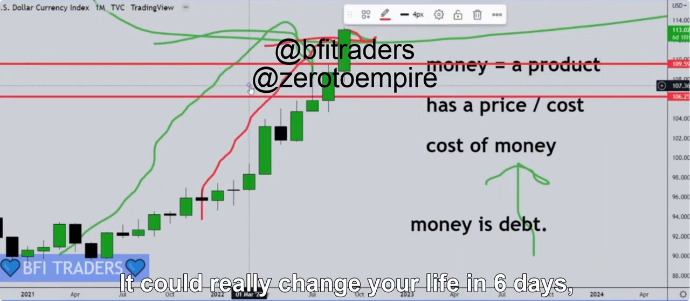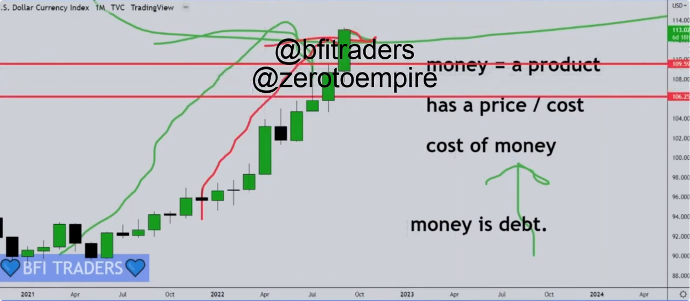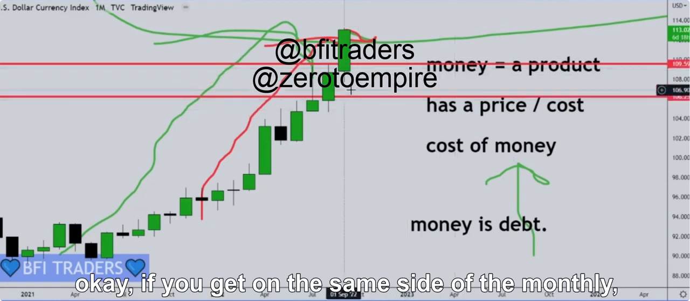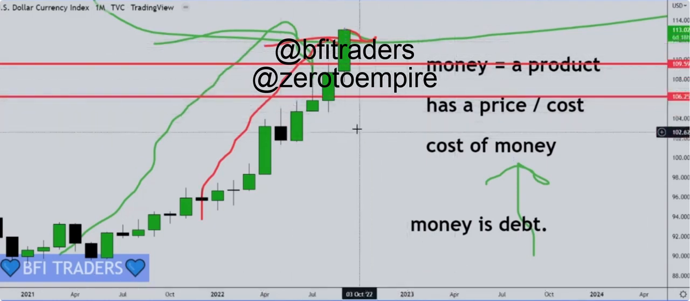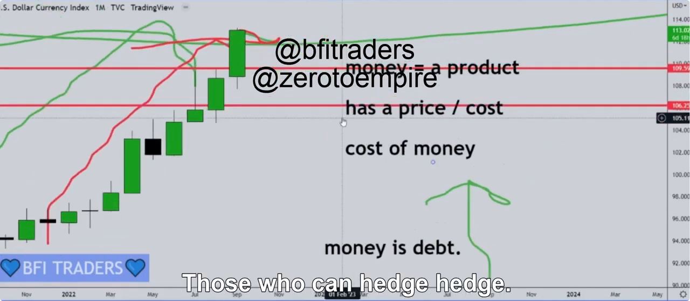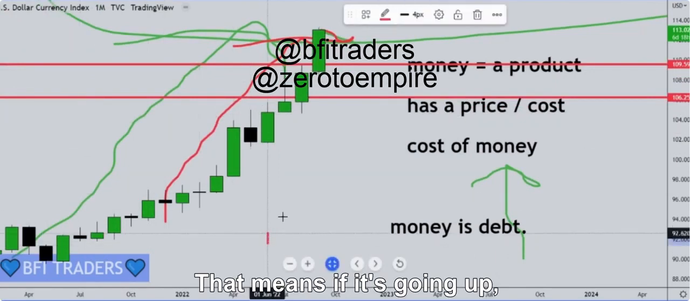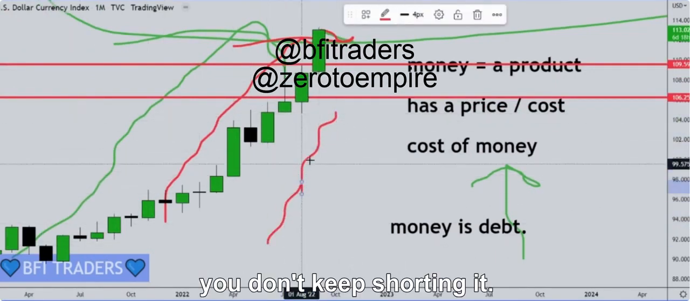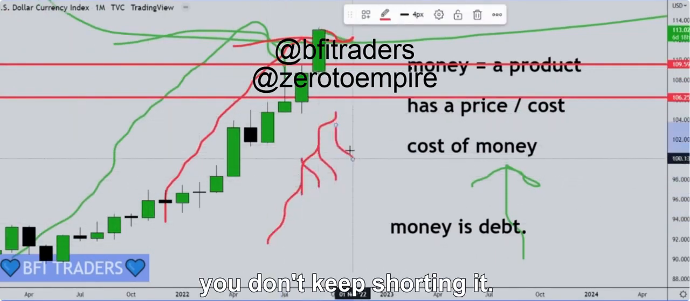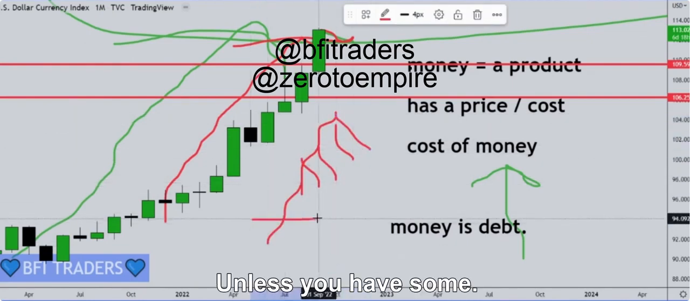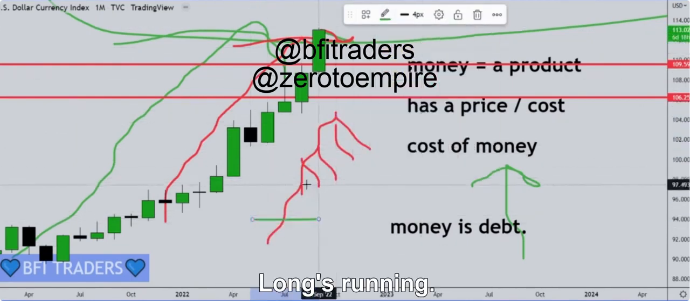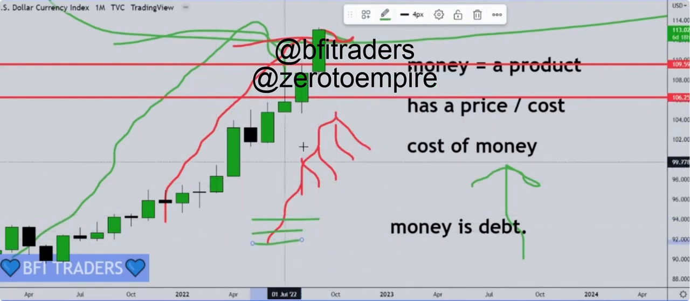You could really change your life in 6 days, 18 hours. Okay, if you get on the same side of the monthly, those who can hedge, hedge. Okay, what does that mean? That means if it's going up, you don't keep shorting it unless you have some longs running, and vice versa.